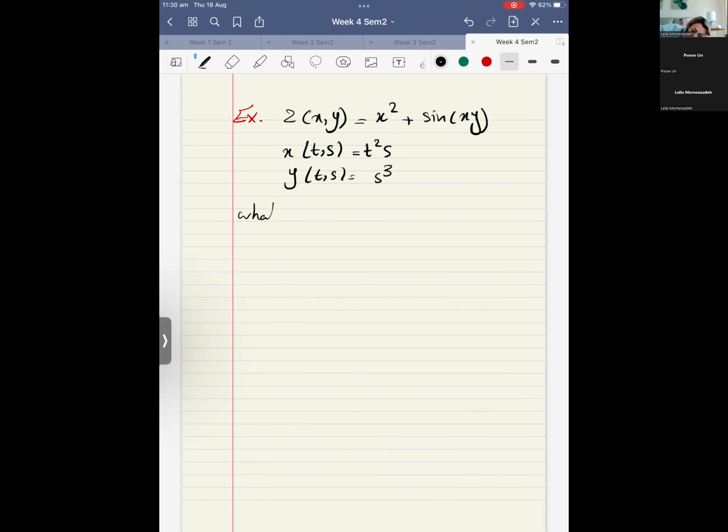Now, what is ∂z/∂s? You know that from chain rule number 3. ∂z/∂s would be equal to ∂z/∂x times ∂x/∂s plus ∂z/∂y times ∂y/∂s.